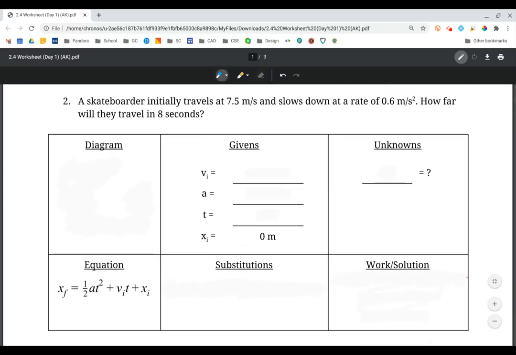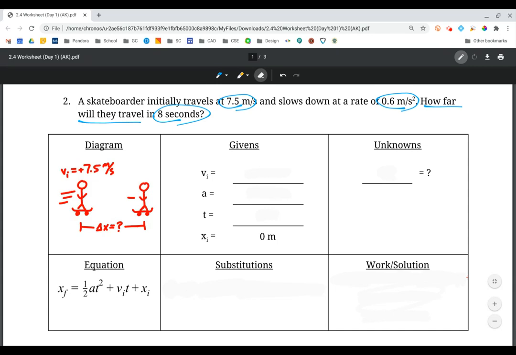For the second problem, we have that a skateboarder initially travels at this speed and then slows down at a rate of that. How far will they travel in 8 seconds? And so once again, I circled the givens, and then I actually underlined the question for the unknown, because this time we have to actually determine what unknown this question is asking for. I drew a diagram of this skateboarder, so you see that they're moving at 7.5 at the left. Then they are slowing down, and we're trying to find out how far do they go while they're slowing down.